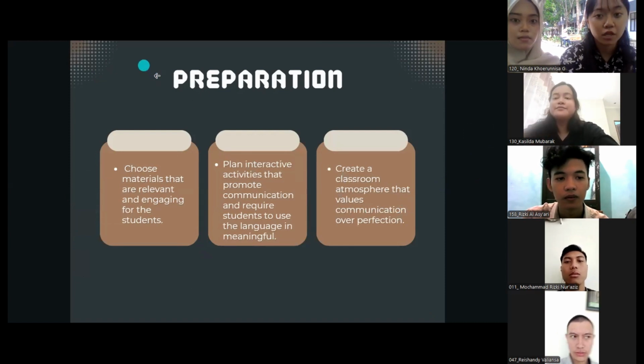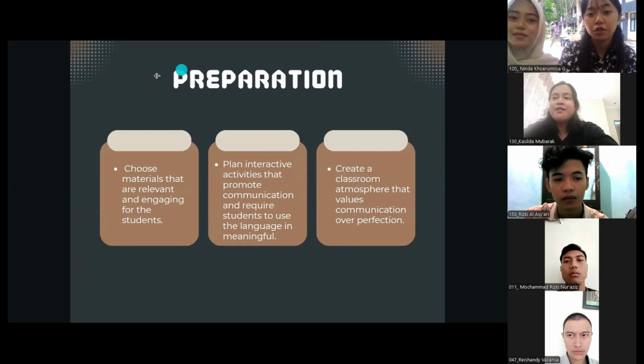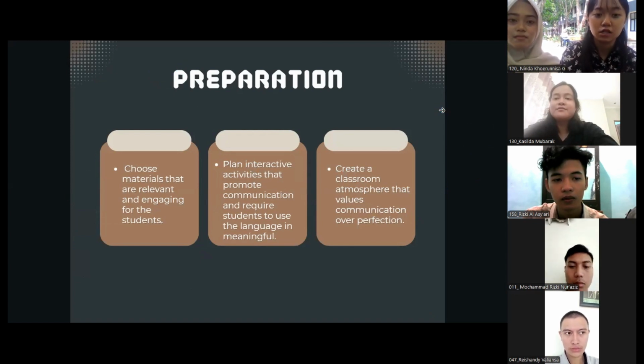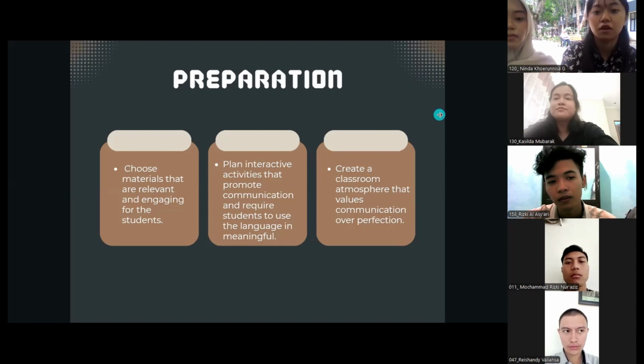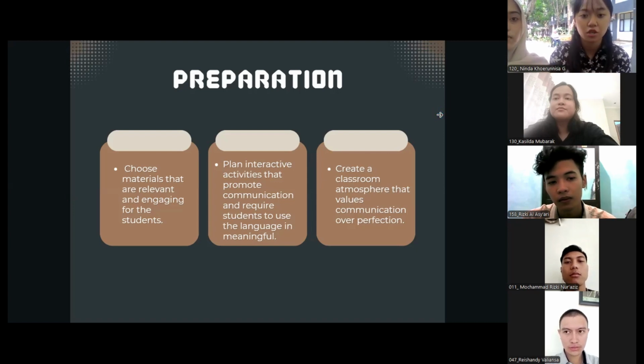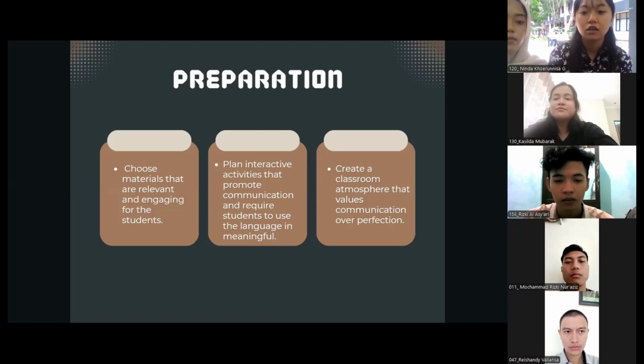So the next is preparation. There are three things that we should prepare as a teacher. The first one is choose materials that are relevant and engaging for the students. The second is plan interactive activities that promote communication and require students to use the language in meaningful ways. And the third is create a classroom atmosphere that values communication over perfection.